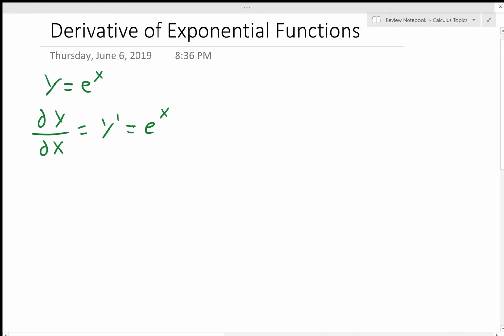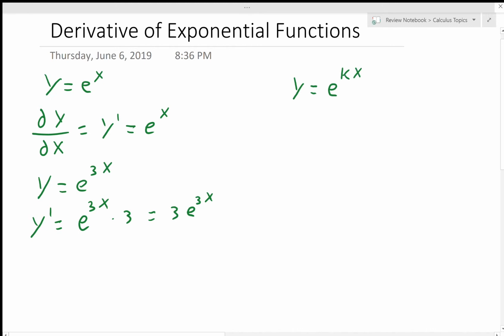Alright, so what if we have a coefficient in front of that? So y equals e to the 3x. Then our derivative is e to the 3x times 3. Put that in front, 3 times e to the 3x. If you're looking for more standard form, that fits for all of them, y equals e to the kx, k being the coefficient. Then the derivative would be k times e to the kx.